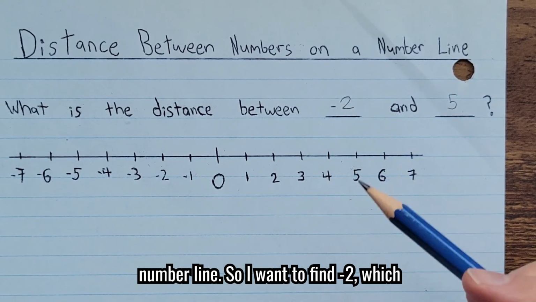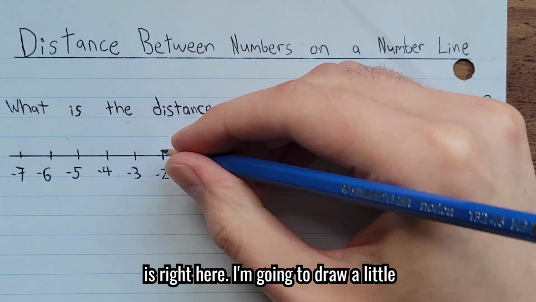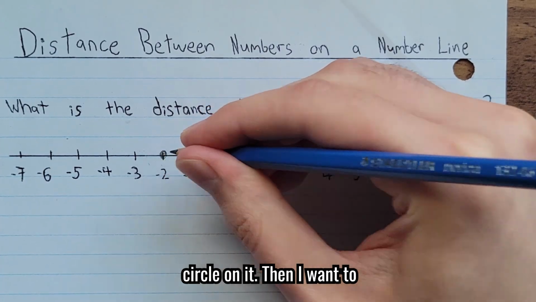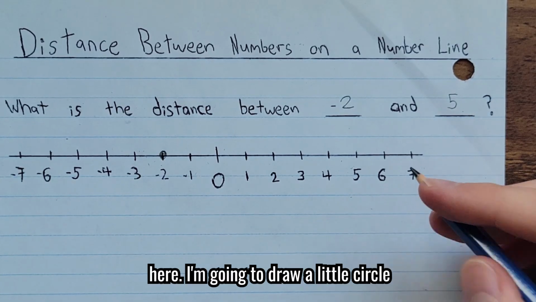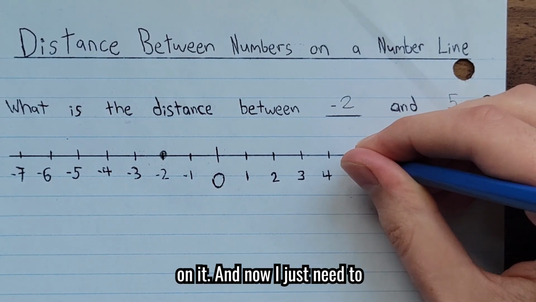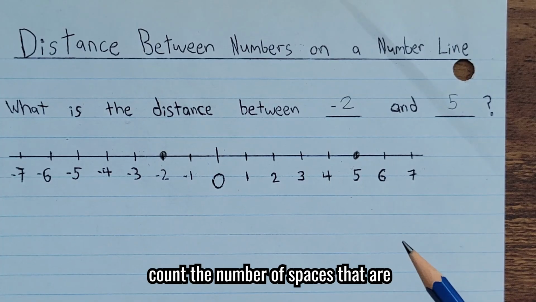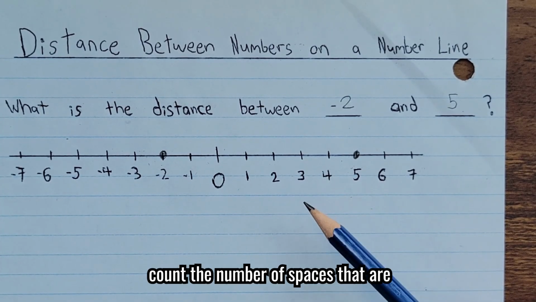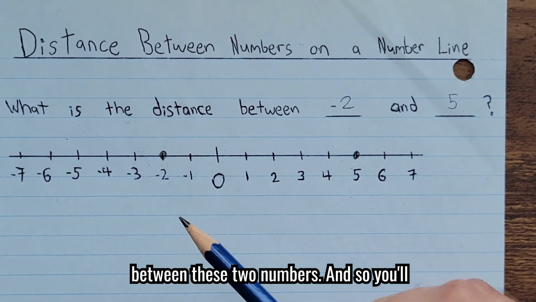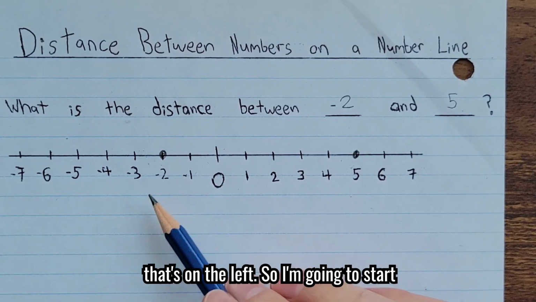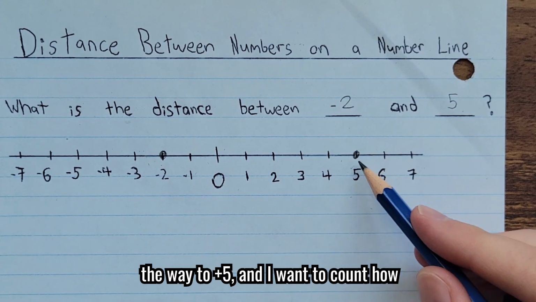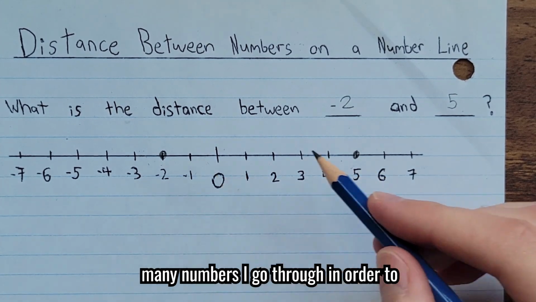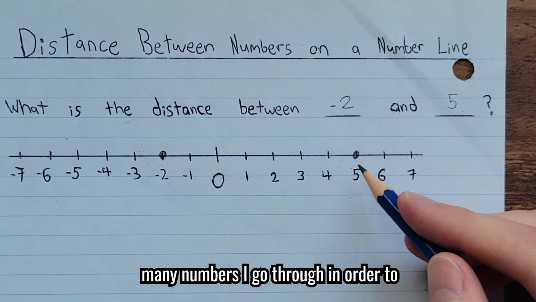So I want to find -2, which is right here. I'm going to draw a little circle on it. Then I want to find +5, which is right here. I'm going to draw a little circle on it. Now I just need to count the number of spaces that are between these two numbers. You'll always want to start with the number that's on the left. So I'm going to start at -2, and I'm going to try to get all the way to +5, and I want to count how many numbers I go through in order to get there.